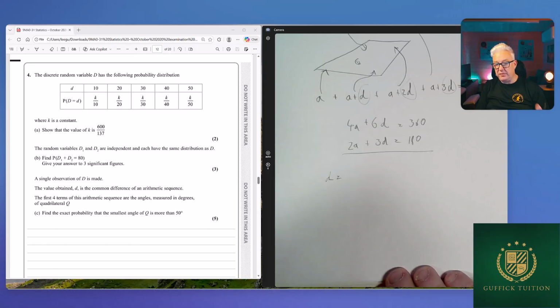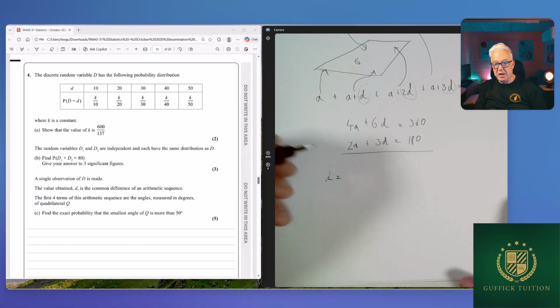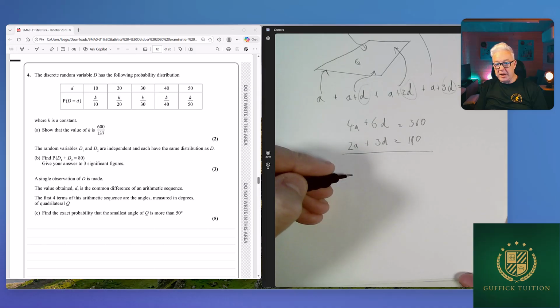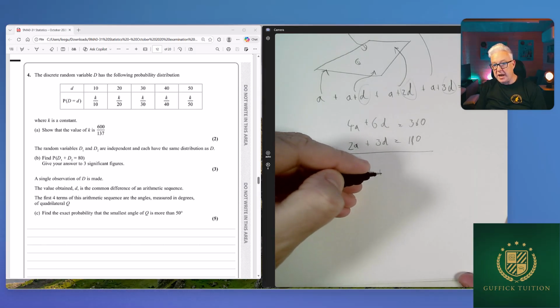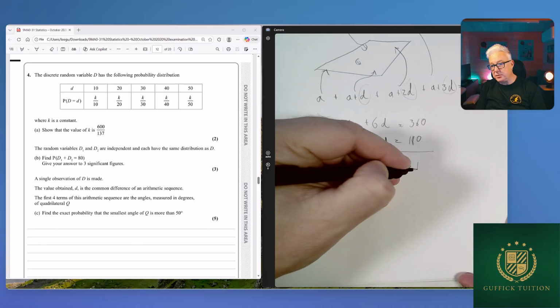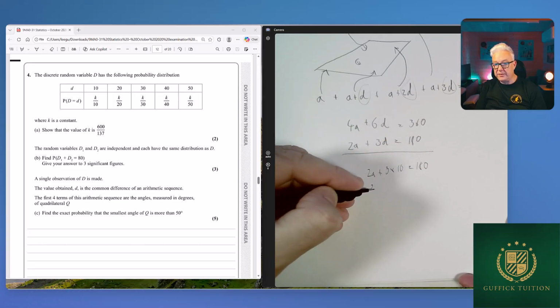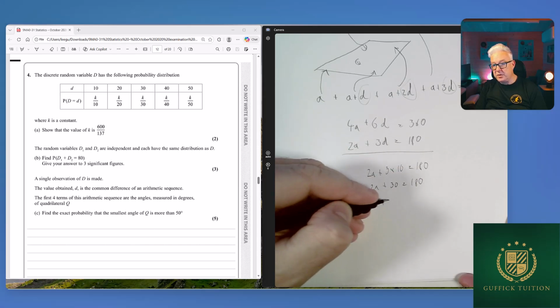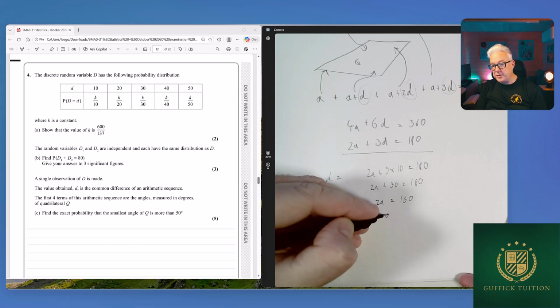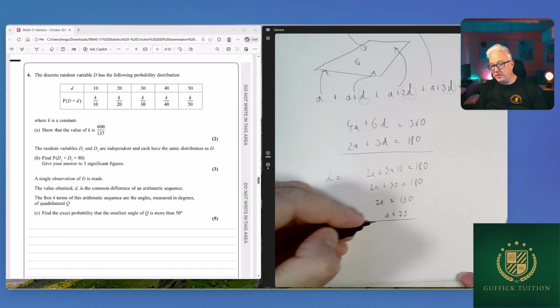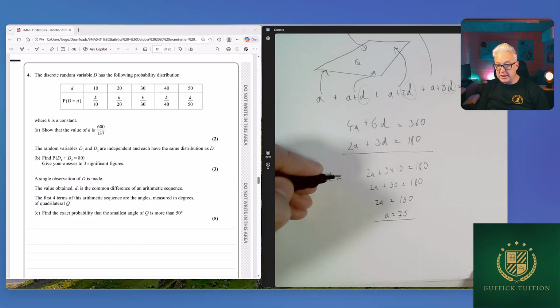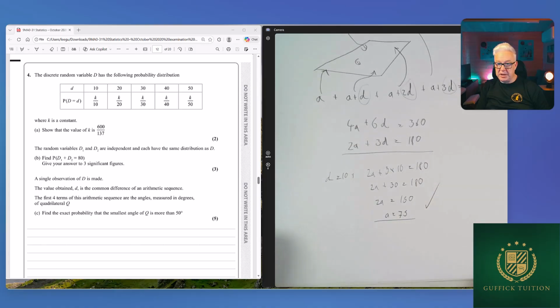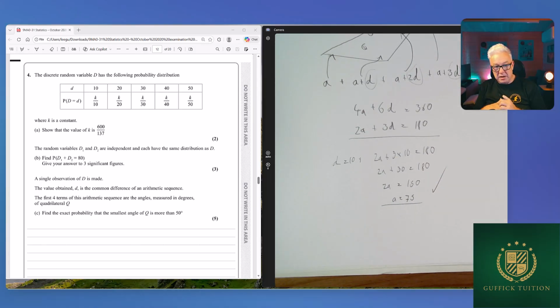Okay, let's imagine what happens when D is 10. So when D is 10, we're going to have this equation here. It's going to become 2A plus 3 times 10 is equal to 180. So we would have 2A plus 30 is equal to 180. So we would have 2A is equal to 150. So we'd have that A is equal to 75. So that would work. Okay, D is equal to 10 is a possibility. All right, so we can definitely have that. Okay, what else have we got?